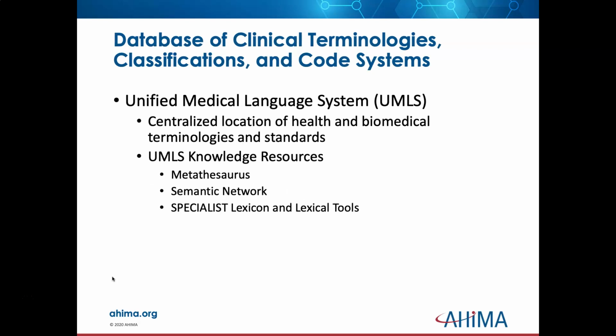So then we get to Database of Clinical Terminologies, Classifications, and Code Systems. And this is the bottom of page 147. UMLS, what I want you to know here is the knowledge resources. The fact that they include the meta-thesaurus, the semantic network, and the specialist lexicon. You need to know that for the quiz. Hint, hint, hint. So just make sure that you understand UMLS is a centralized location of health and biomedical terminologies and standards. The knowledge resources include the meta-thesaurus, semantic network, and specialist lexicon. That's what you need to know with that.